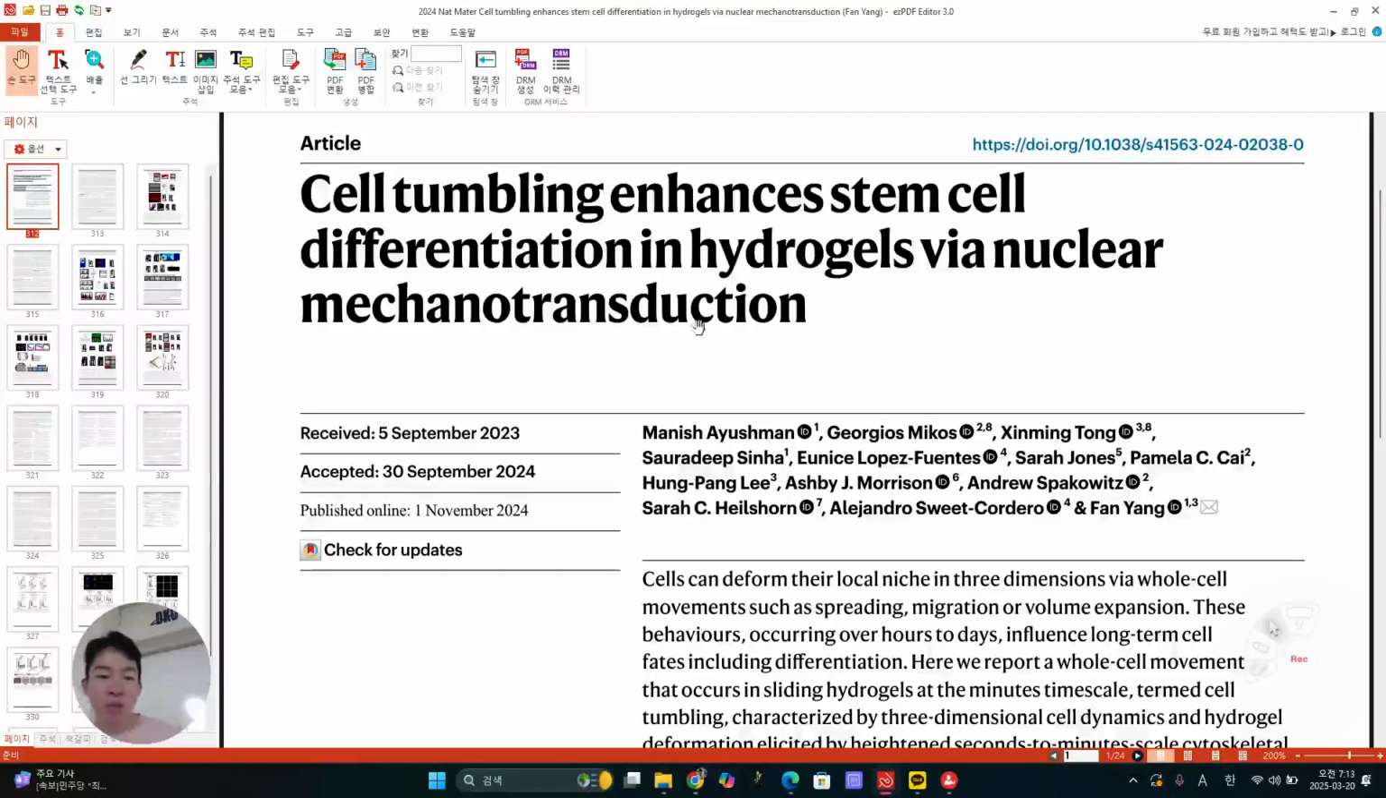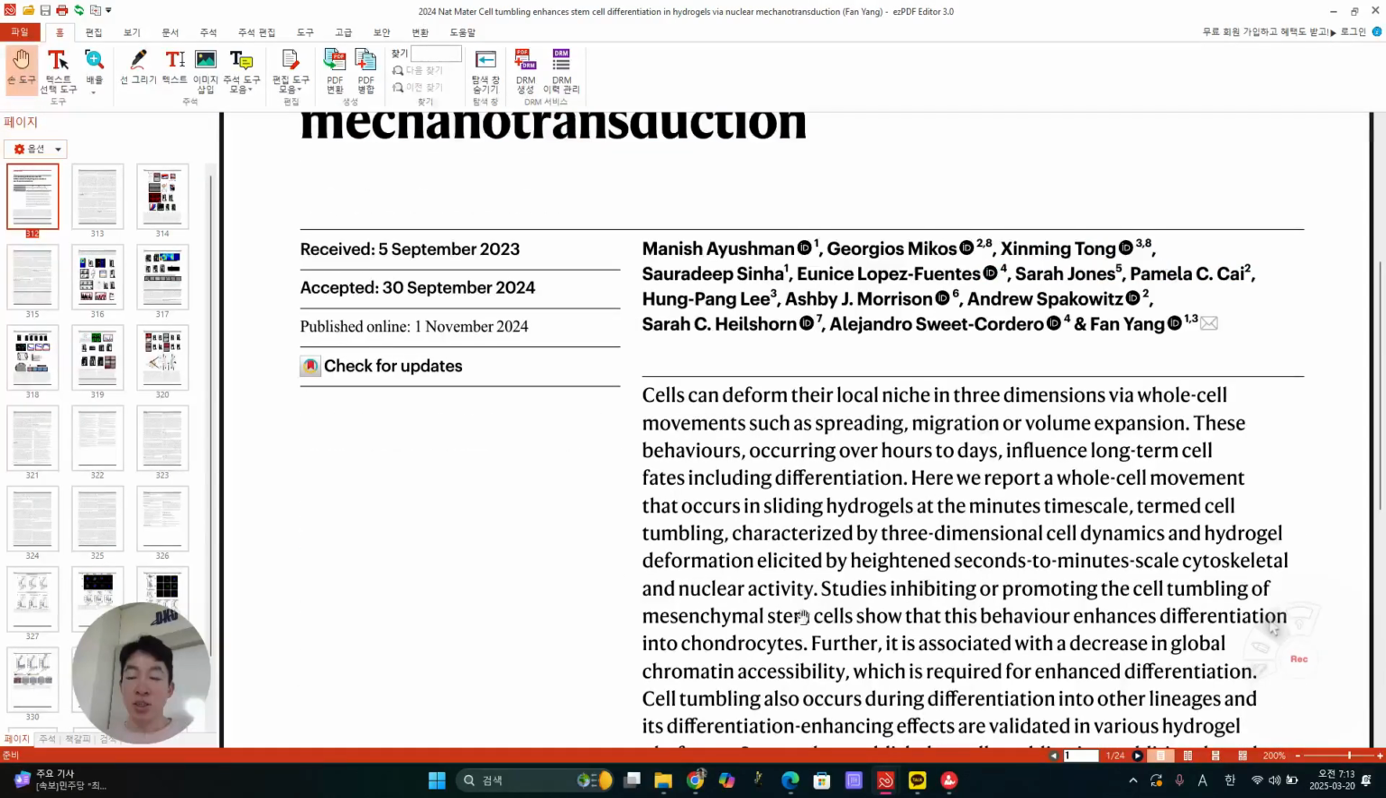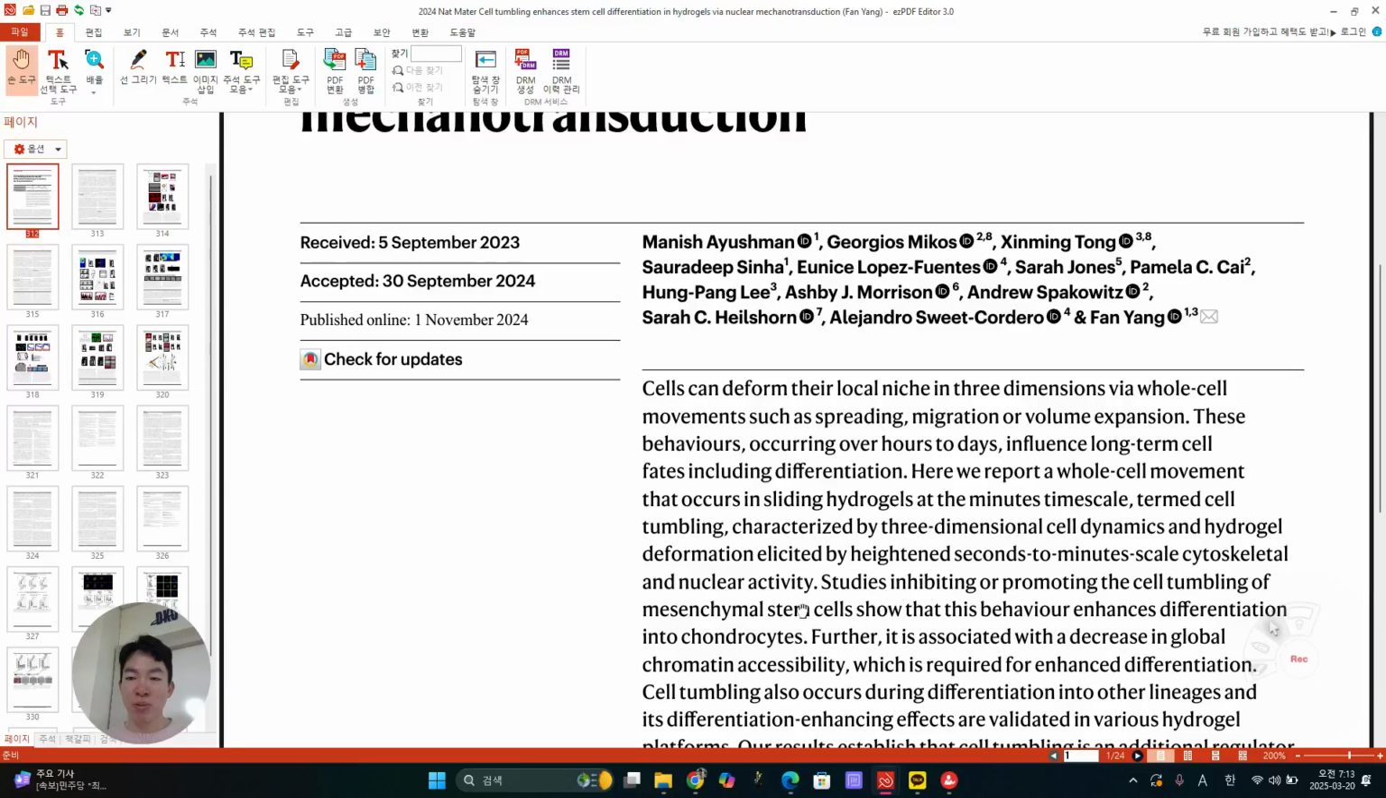Today, I'm going to talk about "Cell tumbling enhances stem cell differentiation in hydrogel via nuclear mechanotransduction," in Nature Materials, published in 2024. This group is from Stanford. It's a similar concept to Ovijit Chaudhuri's work at Stanford, but they are using a different hydrogel. So let's read this abstract first.